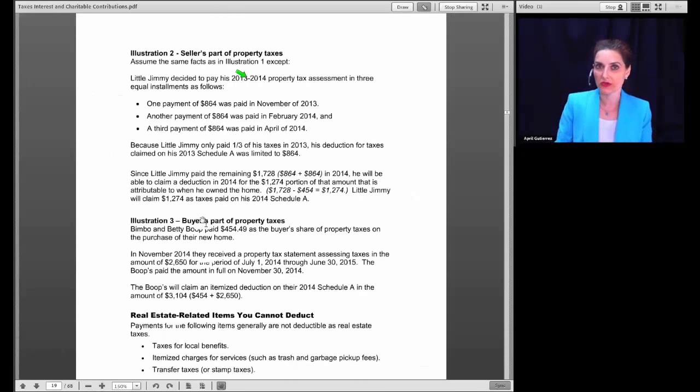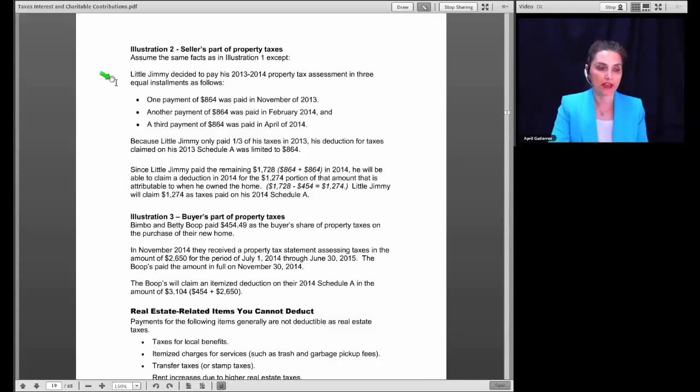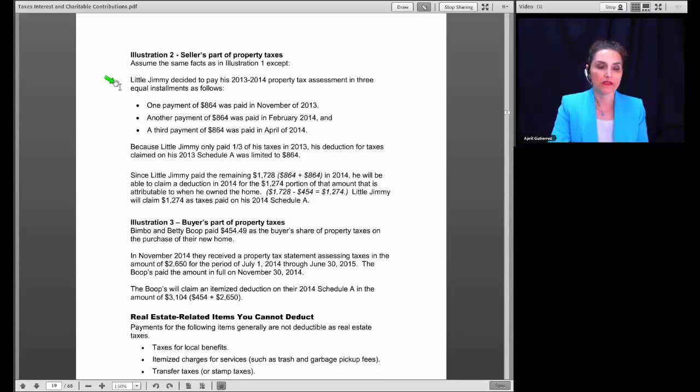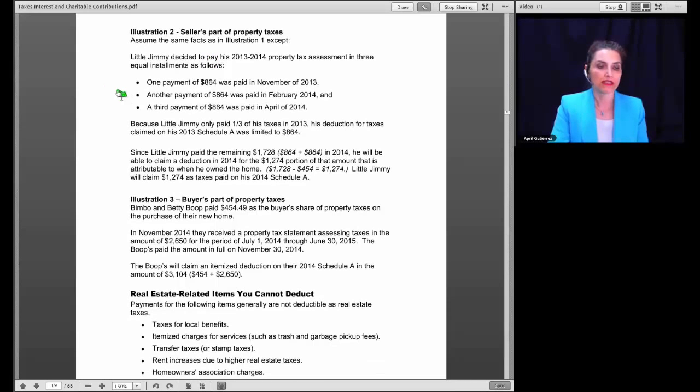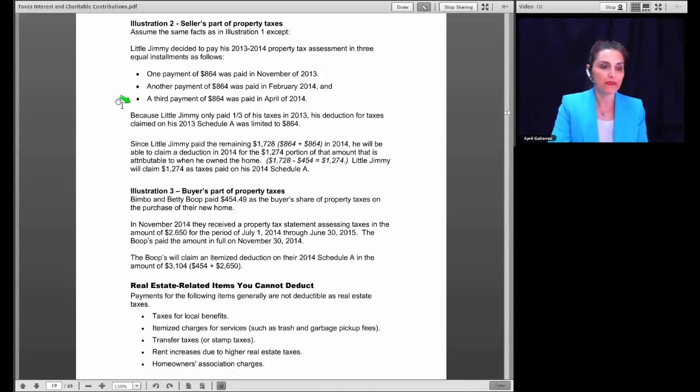Some people pay their property taxes in installments. So if we change the situation and say that Jimmy paid in installments, then how we treat those payments is going to change, obviously. So we're going to assume all of the same facts as in illustration 1, except that when Jimmy received his 2013 through 14 property tax assessment, he decided he was going to pay it in 3 equal installments as follows. He made one payment in November of 2013 for $864. He made a second payment of $864 in February of 2014. And then he made a third and final payment in April of 2014.